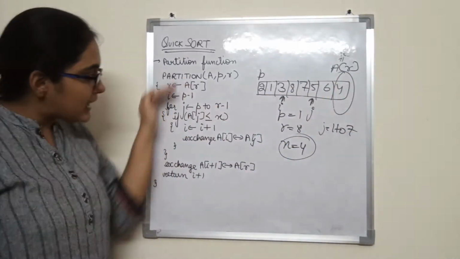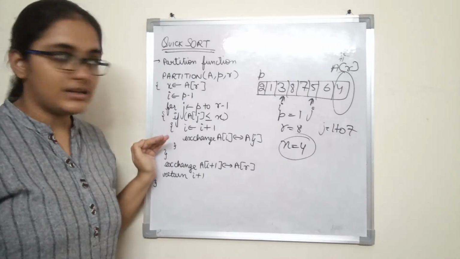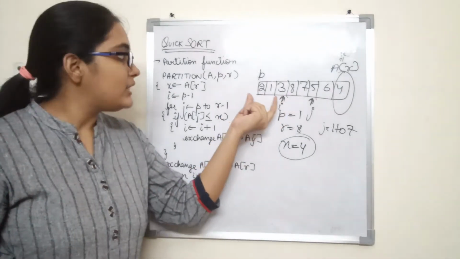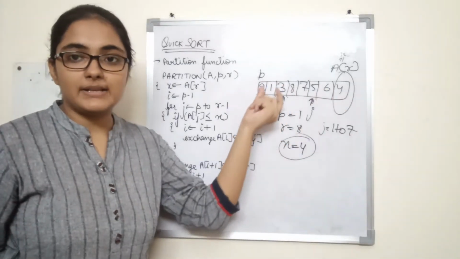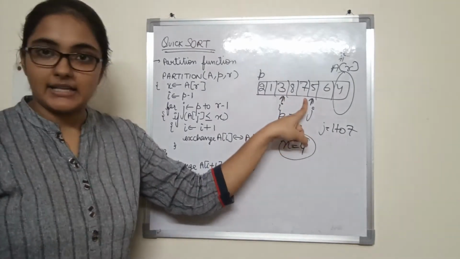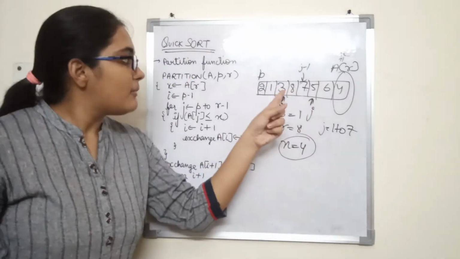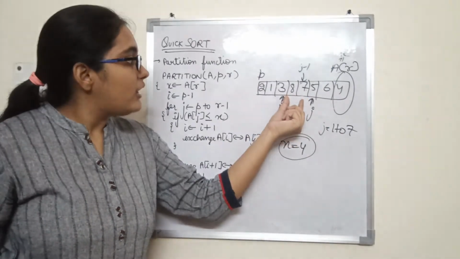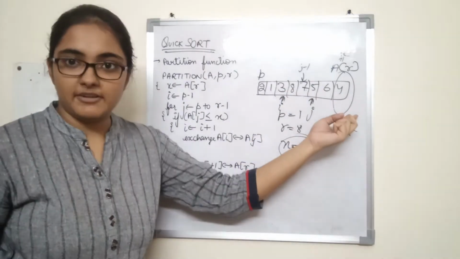So what this partition function does is, while it runs the for loop, it divides the array into 4 parts. From p to i, all the elements are less than equal to the pivot element, right? Now from i plus 1 to j minus 1. If this is j, this is j minus 1. From i plus 1 to j minus 1, that is 8 and 7, all these elements are greater than the pivot element, right?